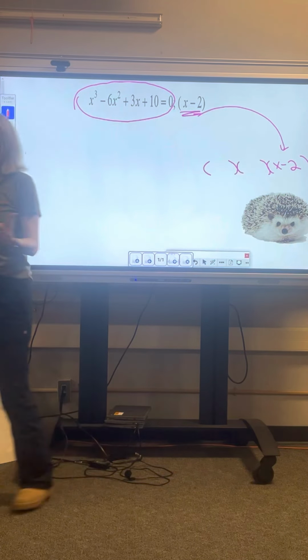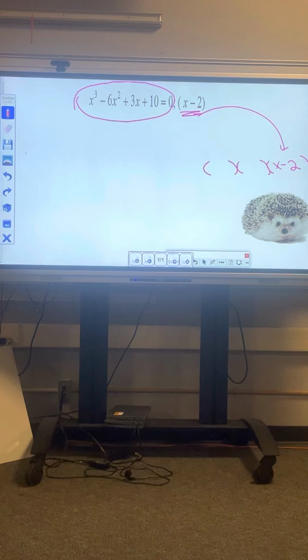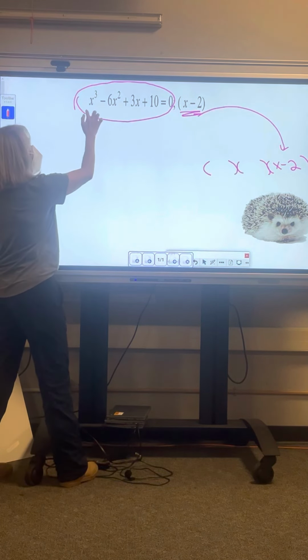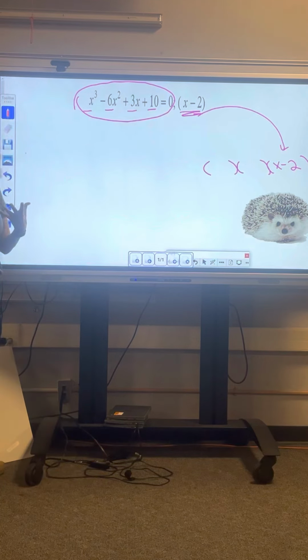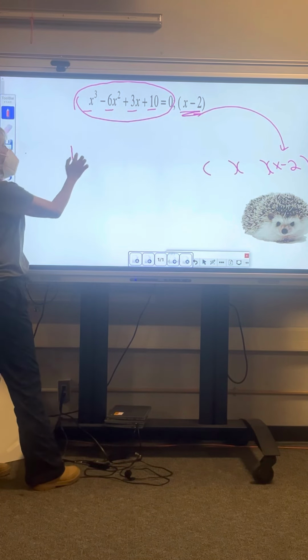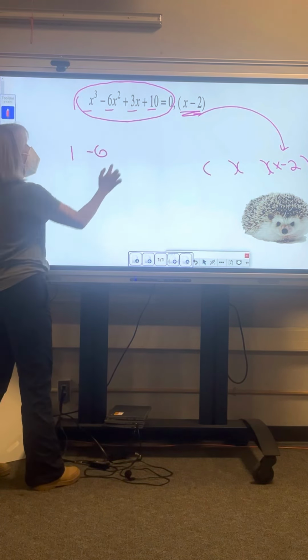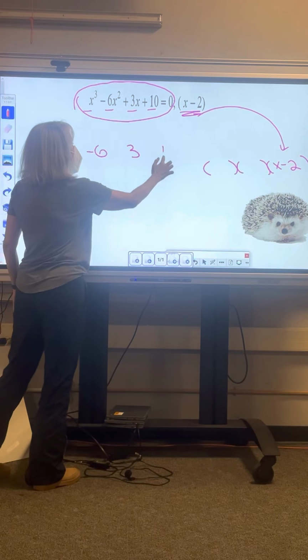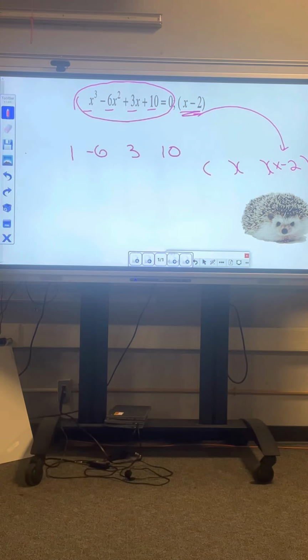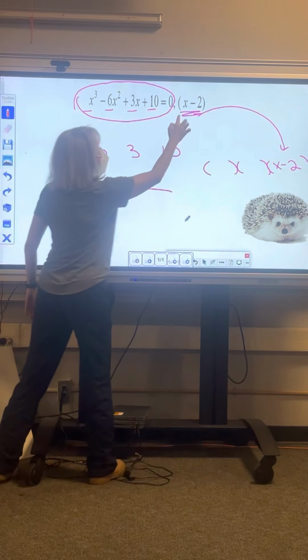And if you're saying to yourself, well, how does that help me? Here's how. We're going to use synthetic division to take this scary guy and make him less scary. So what I want you to do is start right here. You're going to write this on your notes. Let's take these guys for synthetic division: 1, -6, 3, and 10. Is everybody cool with that? Have I lost anybody? And what we're going to put on the outside is this guy.